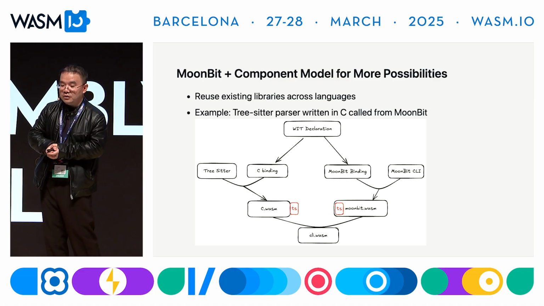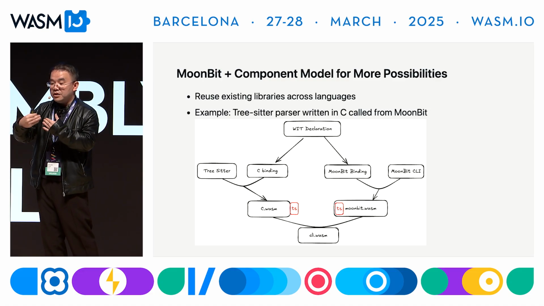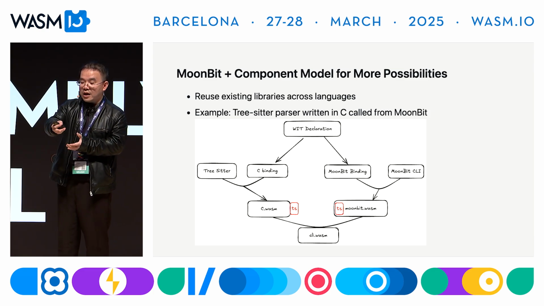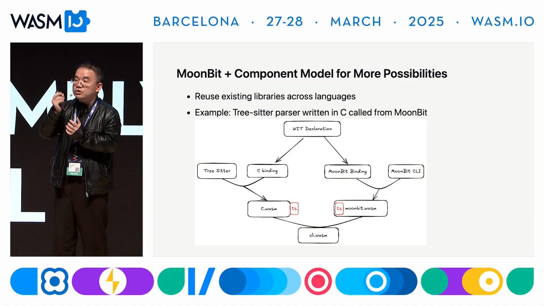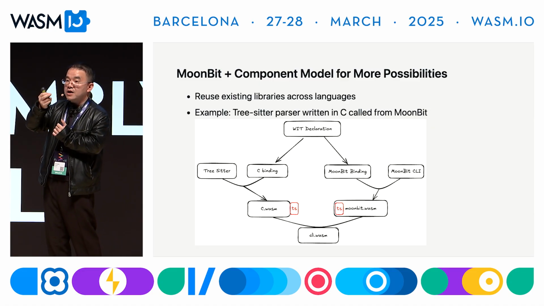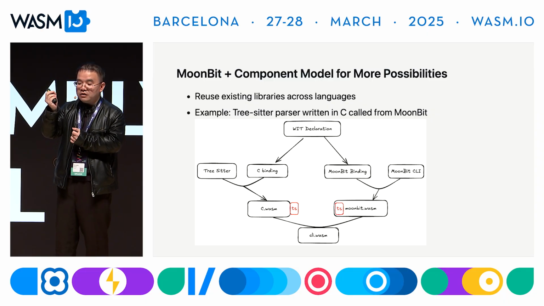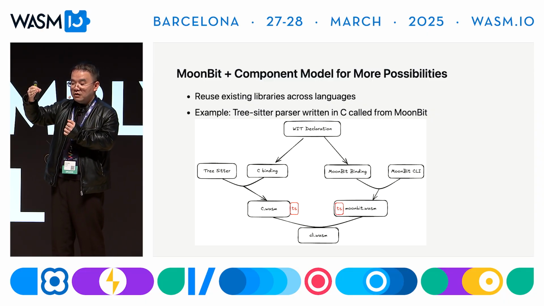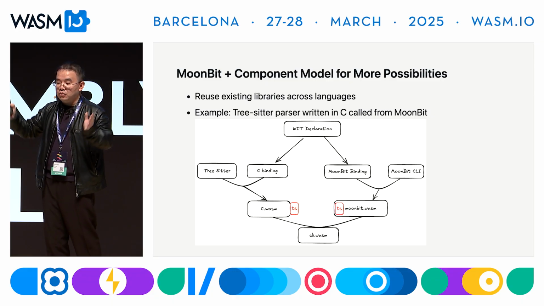Here's one example. We want to reuse the Tree-sitter parser written in C and call it from MoonBit. Here is a diagram showing you just write your own WIT. Tree-sitter is a very popular parser generator. It's used a lot in syntax coloring. Here we define the WIT declarations and then generate the code for both C and MoonBit. Then we use WAC to hook them together.